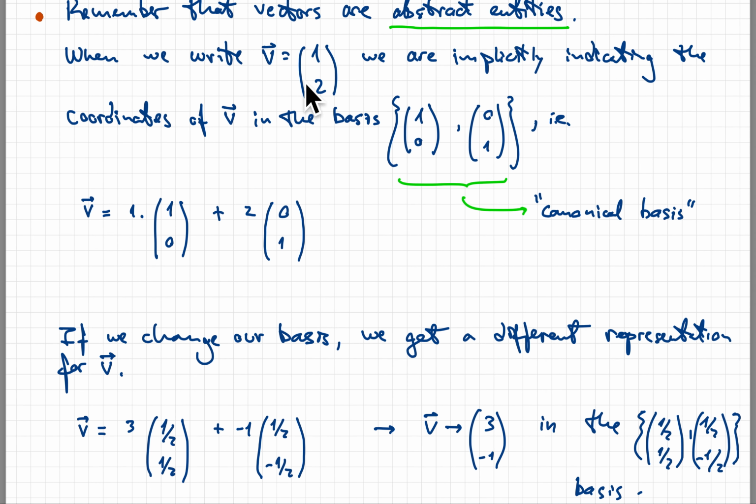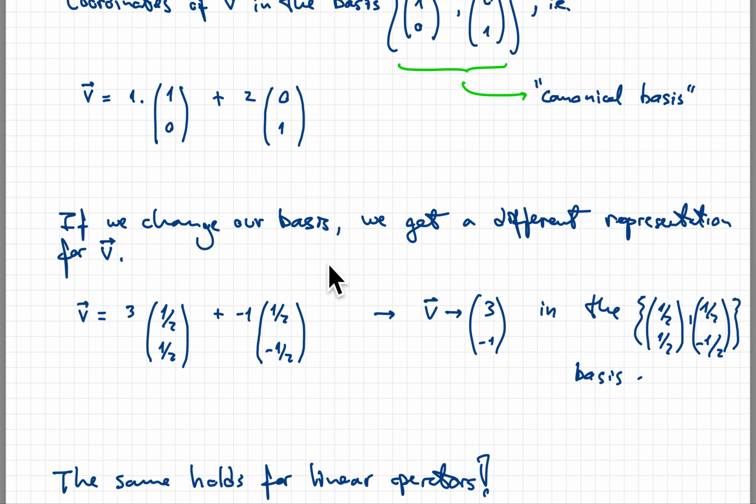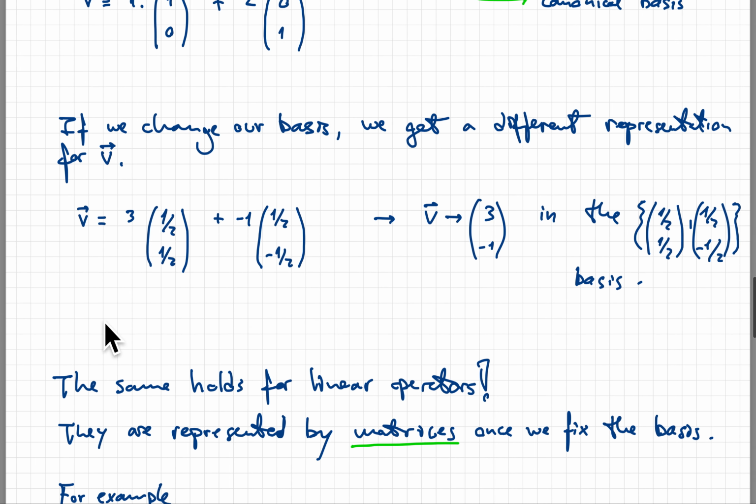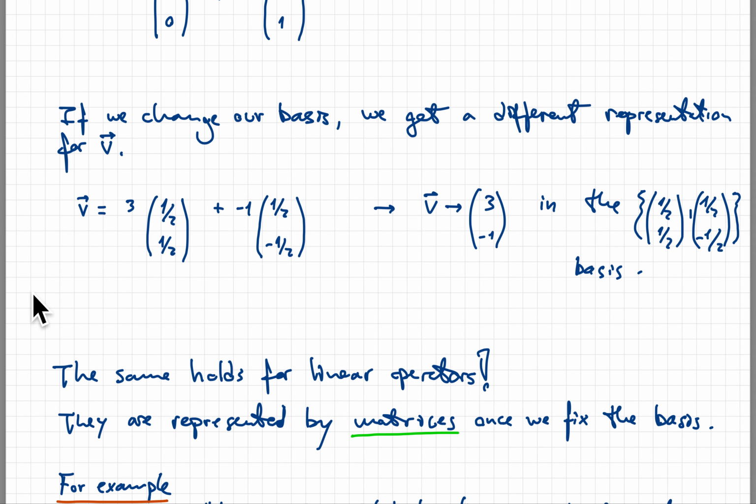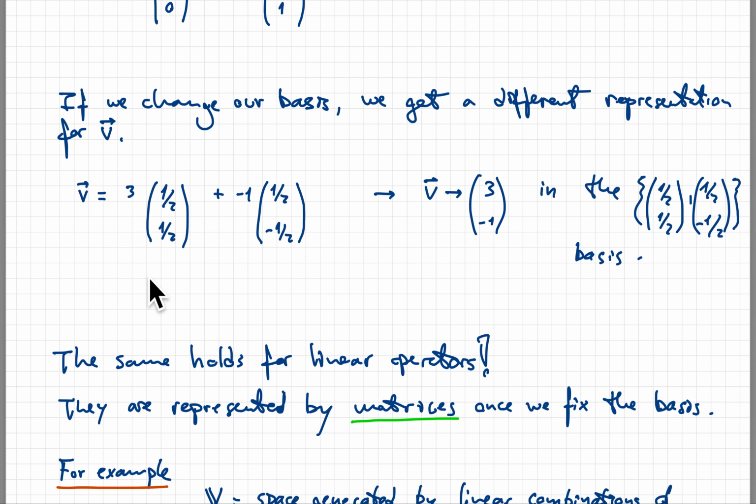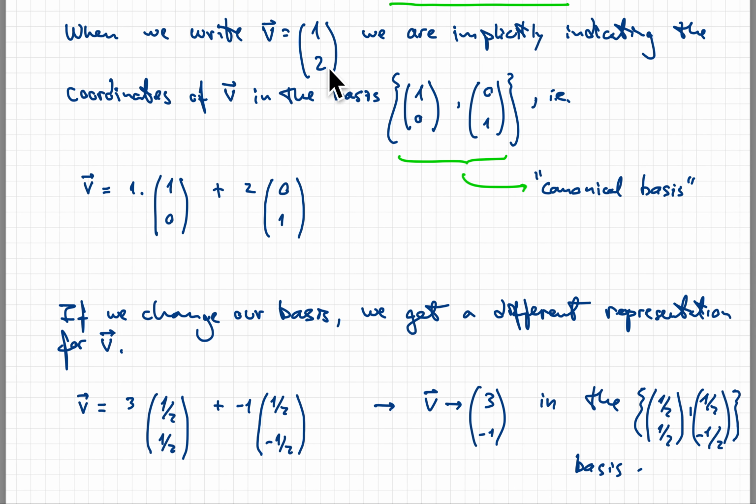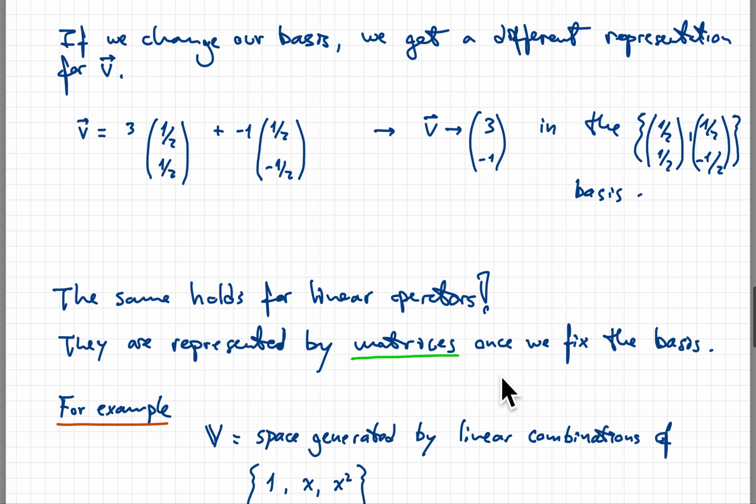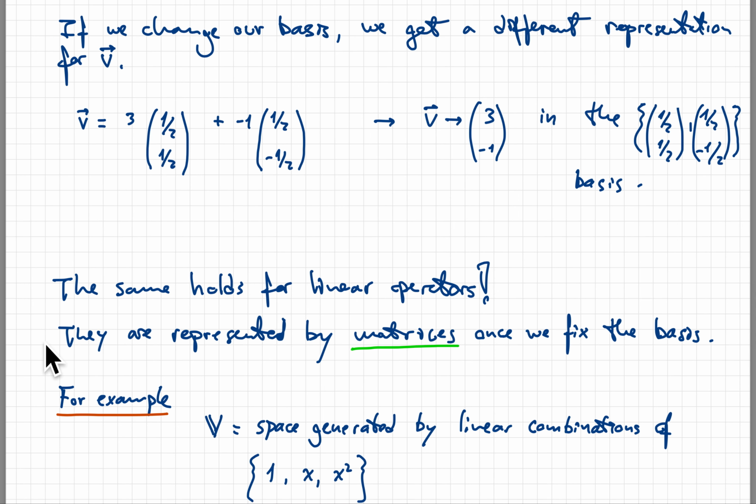Well, in which basis? So usually when we write like this, we mean in this canonical basis, but we could also be referring to a different basis. And so it's important to say which basis you are in. And it's the same for linear operators. Linear operators are represented by matrices in the same way that vectors are represented by n-tuples like this, the columns or rows of numbers. In the case of linear operators, it would be a matrix, and once you fix the basis, then that matrix will be fixed.